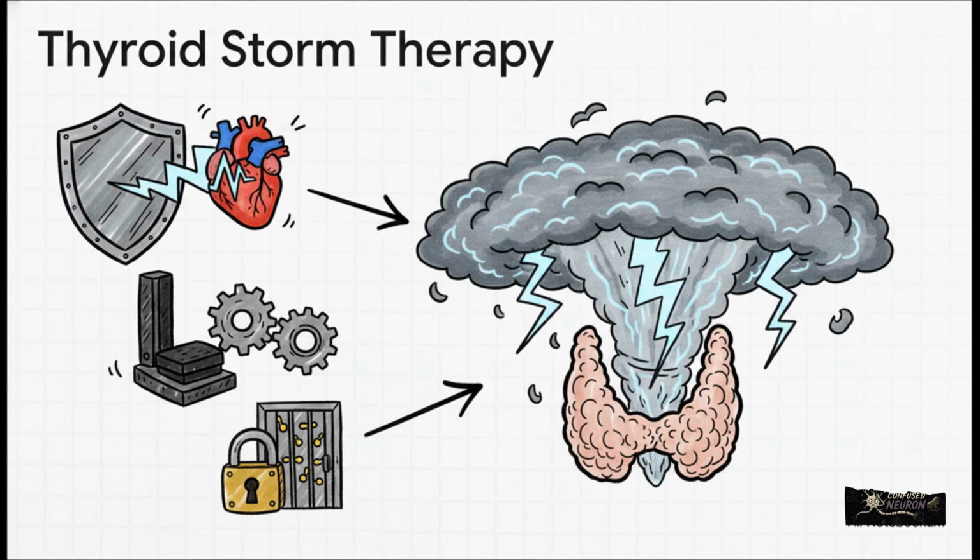Basically, you gotta chill out the heart rate before it gives out. Second, you give high doses of thioamides to slam the brakes on new hormone production. And third, you administer oral iodide. Why? Well, because a massive pharmacologic dose of iodide actually triggers a protective mechanism called the Wolff-Chaikoff effect. This essentially locks the factory doors so no stored hormone can escape into the blood.